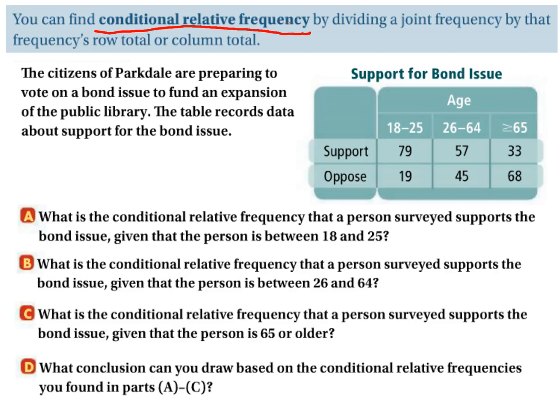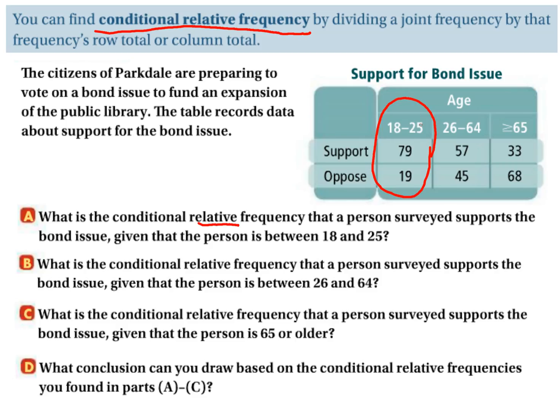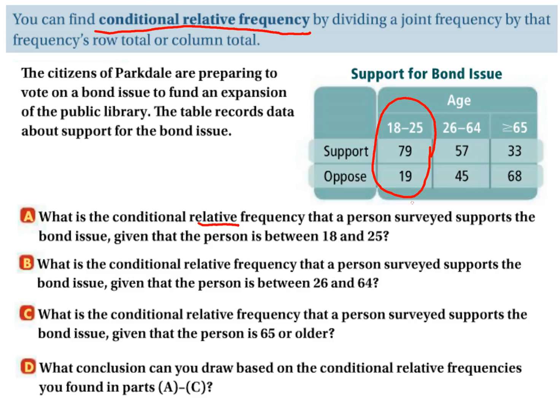Here's my example. What is the conditional relative frequency that a person surveyed supports the bond issue, given that the person is between 18 and 25? So I need to use only that section. But the first thing I need to know is the total for that particular column. So 79 plus 19 is 98.